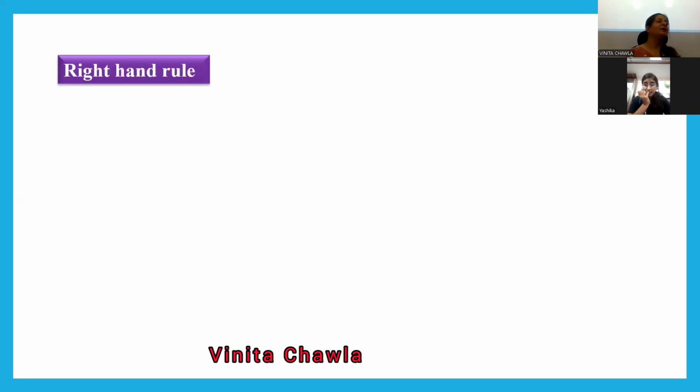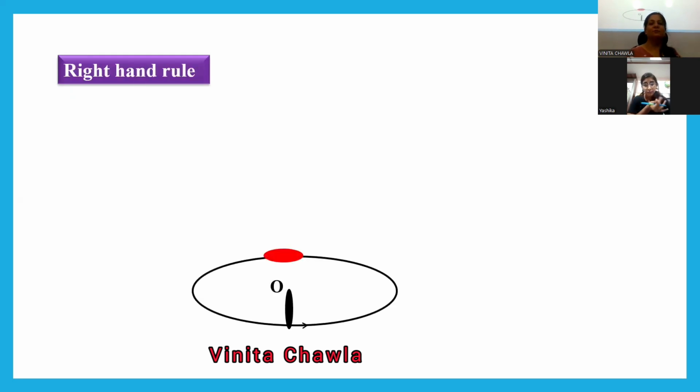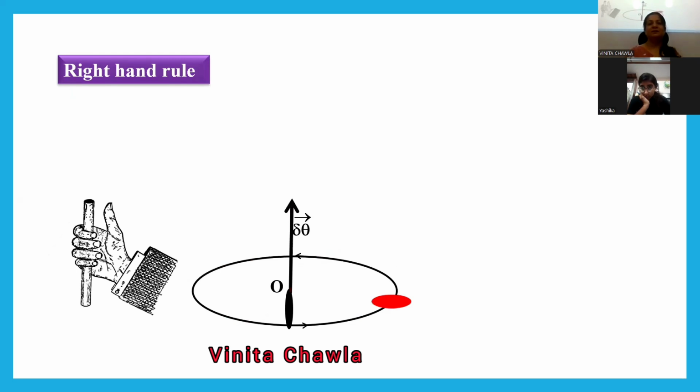See, how are we going to apply the right hand thumb rule for finding the direction of theta? Look at this. What is this movement? Clockwise or anti-clockwise? This is anti-clockwise movement. So curling of fingers is anti-clockwise and thumb points in the upward direction. This is the direction of delta theta. So if the object is moving like this, then the direction of vector delta theta is upward.